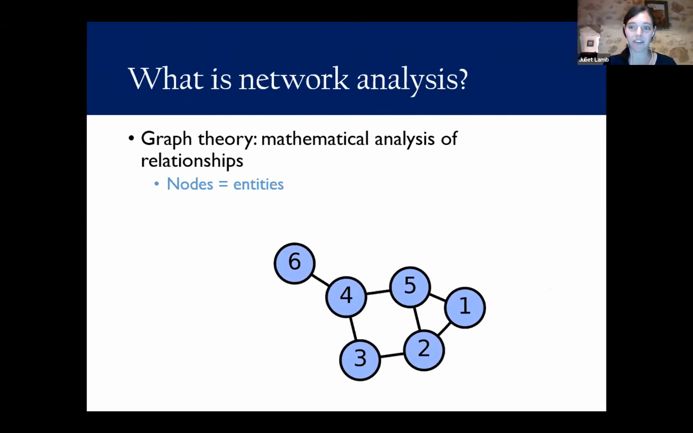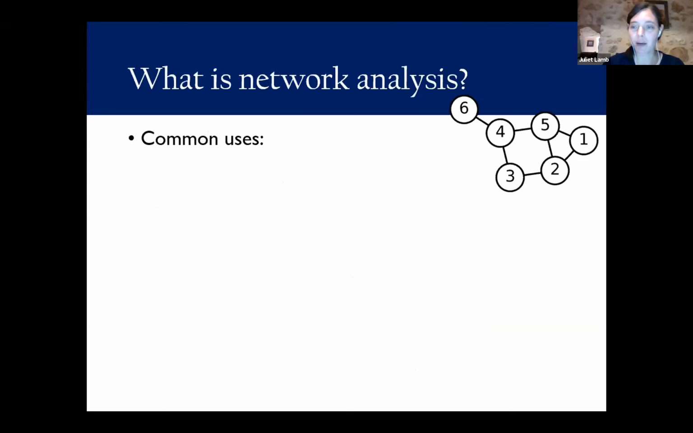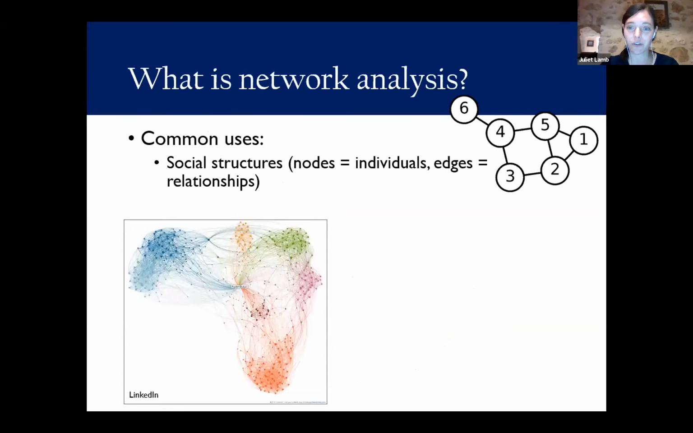They can be locations, individuals, genes, depending on what your question is. And edges are the relationships, so it's these pairwise connections. How is each node in the network connected or not connected to each other node in the network? It's a very simple concept and a very simple basis, but you can actually get some very powerful information from it. Commonly, network analyses are used to look at social structures.